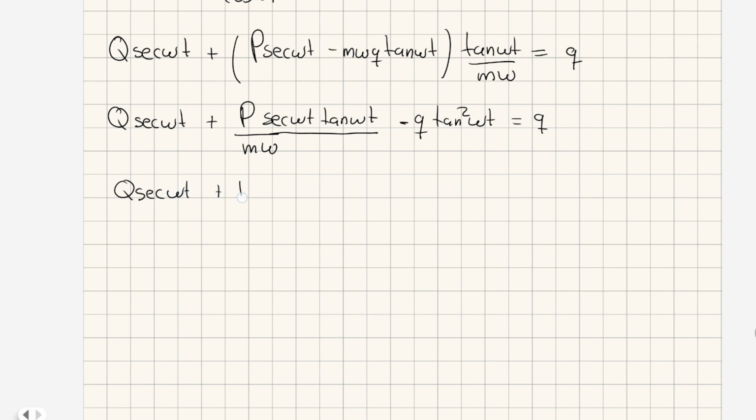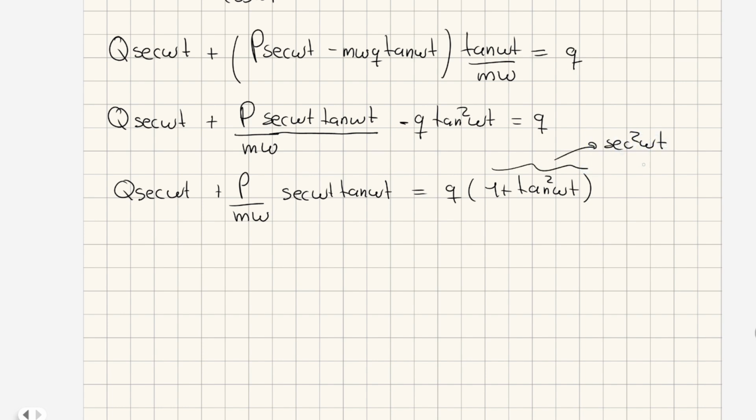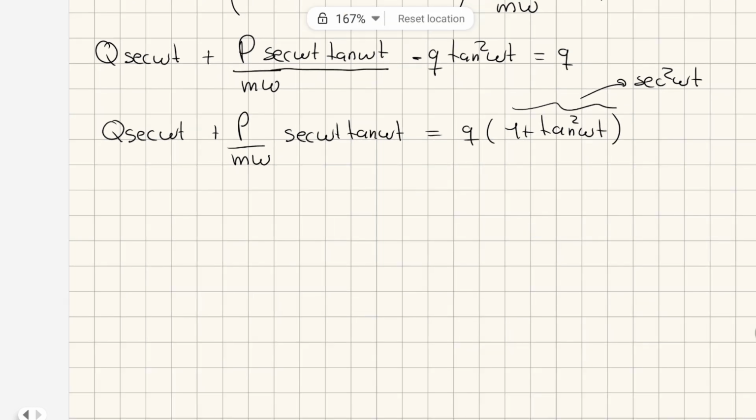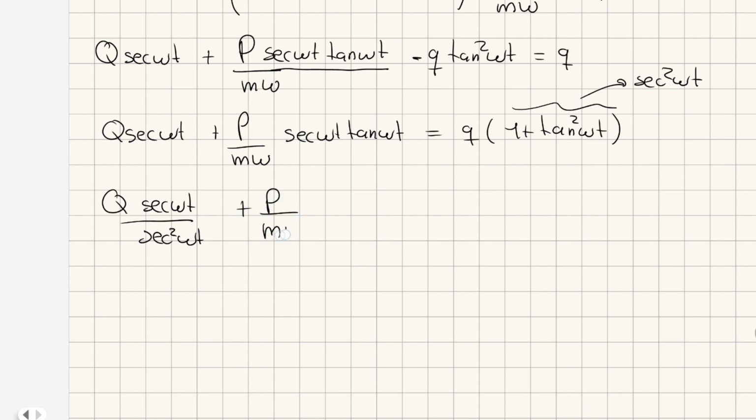secant omega t plus upper P divided by m omega secant omega t tangent omega t equals q times 1 plus tangent squared omega t, but we know that this is secant squared omega t. So we are going to take this secant to the left-hand side, dividing, to get q secant omega t divided by secant squared omega t, and then plus p divided by m omega secant divided by secant squared, we are going to get tangent omega t divided by secant omega t equals q.